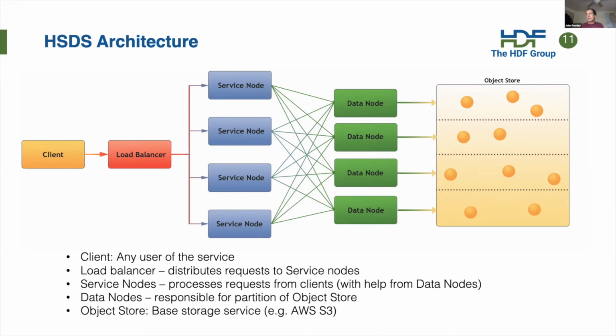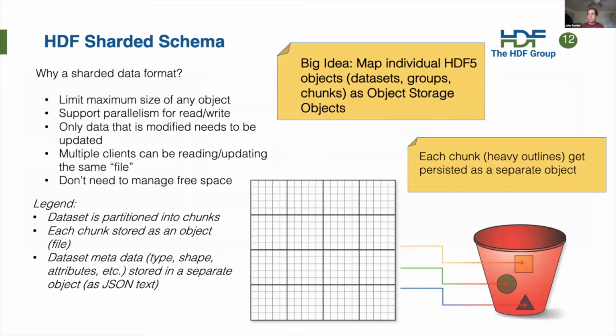When a request for, say, a hyperslab selection comes in, each data node will get a request to read one chunk. And that's where the parallelism comes in. Let me show you this one.